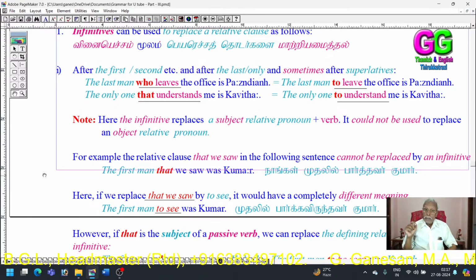Where the relative pronoun acts as the subject, we can replace that relative clause with an infinitive. But when the relative pronoun acts as an object, we cannot replace it using an infinitive. However, it has some other role.